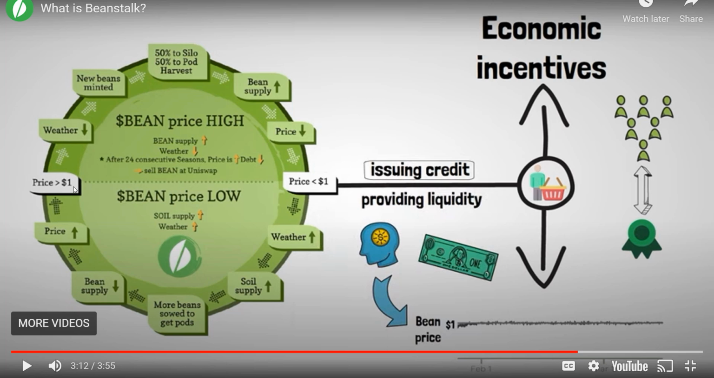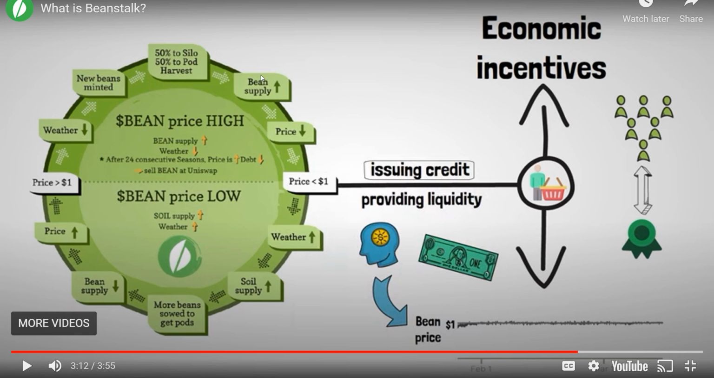When the price is above $1, weather decreases, meaning interest rates decrease. They don't need to take on as much debt. New beans are minted based on whatever the price was. 50% of those beans go to the silo, or go to the people who were staked. What I haven't talked about here is the Beanstalk portion. We'll get to that in a moment. 50% of those beans go to the pod investors, meaning the credit line, the protocol loans.